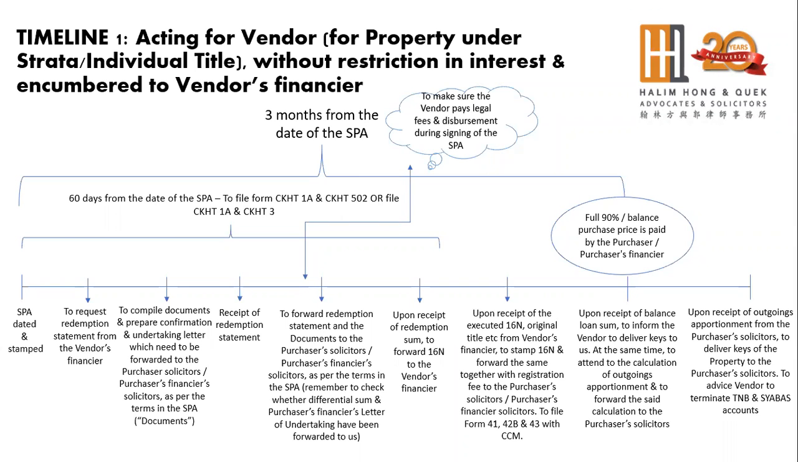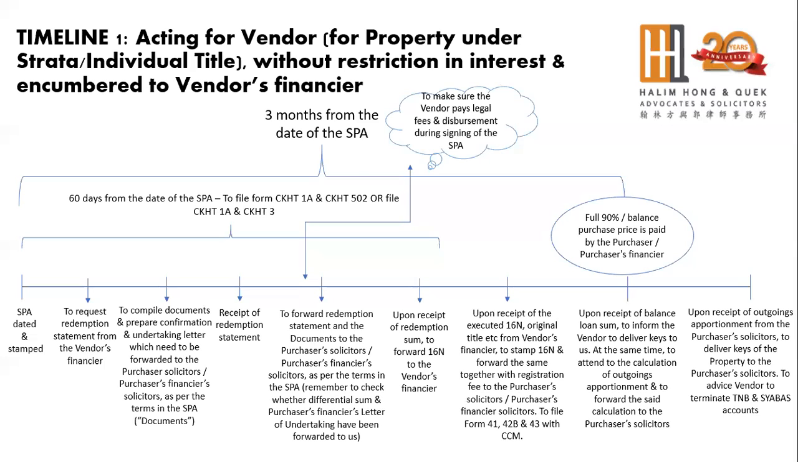So when you act for vendor, the undertaking, the confirmation that we need to give, is the completion date. When is the completion date and whether the differential sum has been paid to us as stakeholder. So if the loan is not 90%, there's a difference between loan sum and balance purchase price. So you have to make sure that the purchaser has paid to you before you give the confirmation. In the undertaking letter as well, you have to undertake to forward the original title to the purchaser's loan lawyer. So we always give the undertaking subject to upon receipt of the same from the vendor's bank.